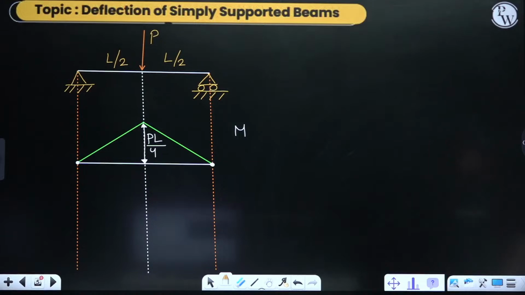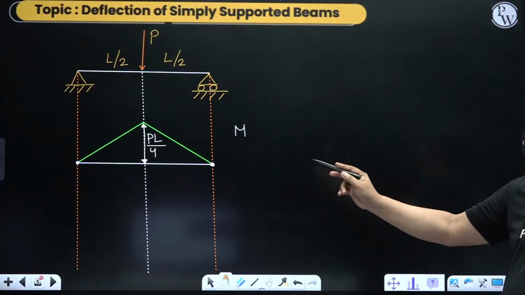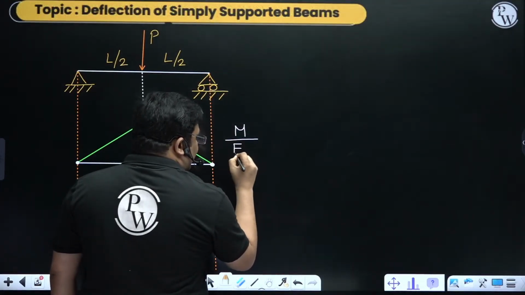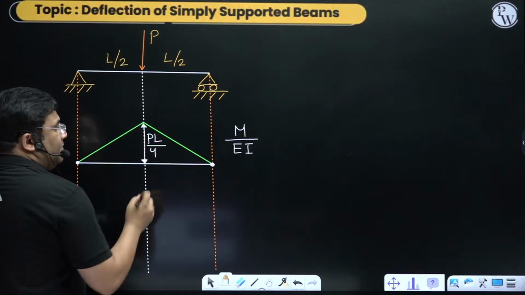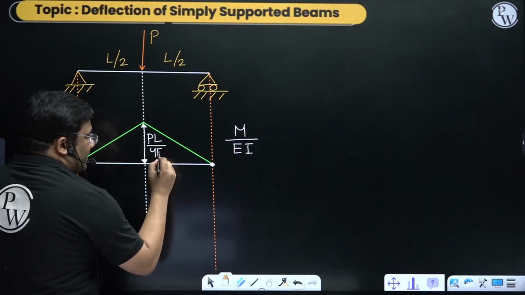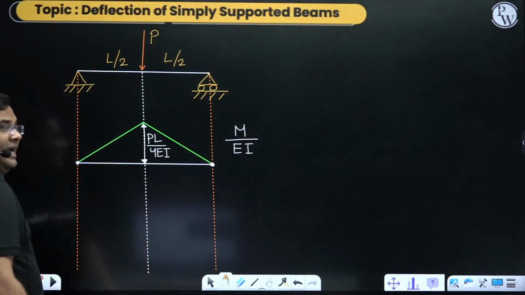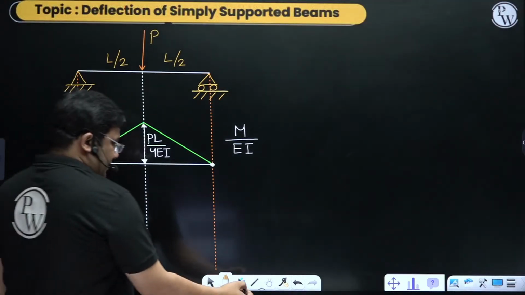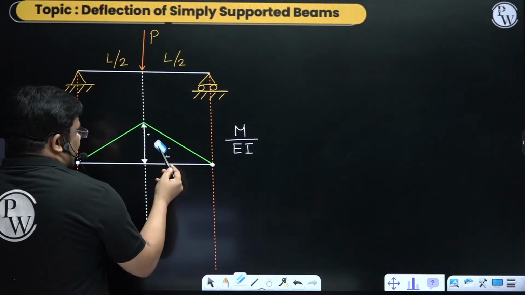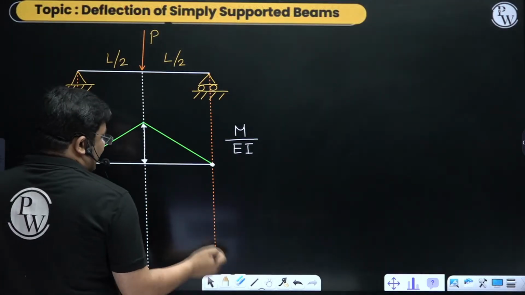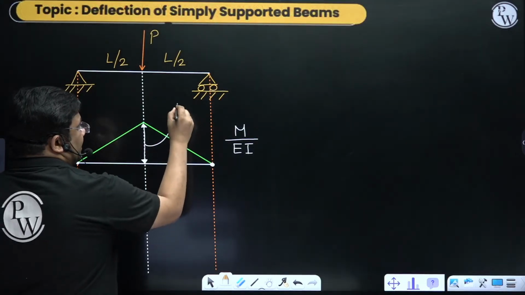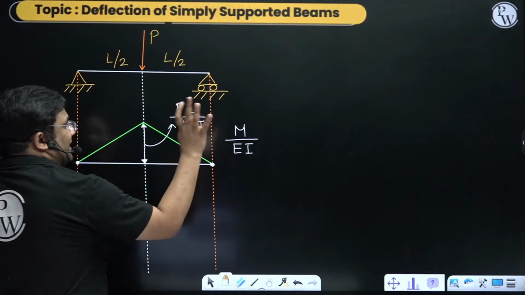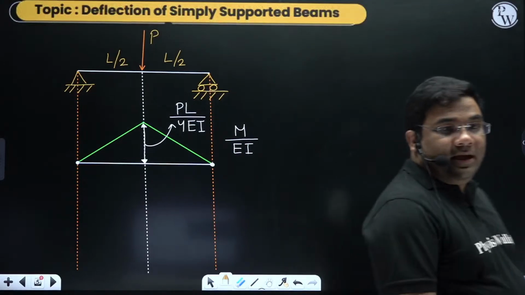Now, this is the M diagram, the bending moment diagram. If I take the M by EI diagram, how will I get it? Just divide by EI. So when I say M by EI diagram, I just divide the values by EI. Whatever the moment, suppose it was PL by 4, just divide it by EI. So now it became the M by EI diagram.